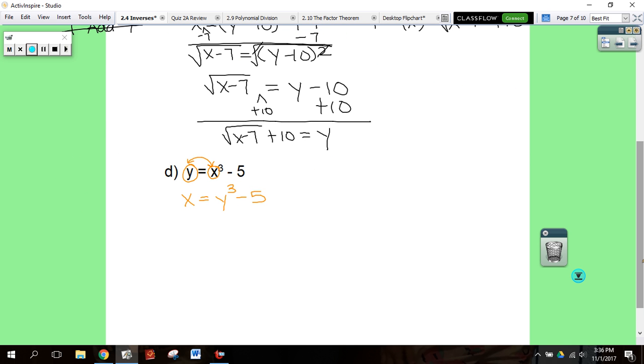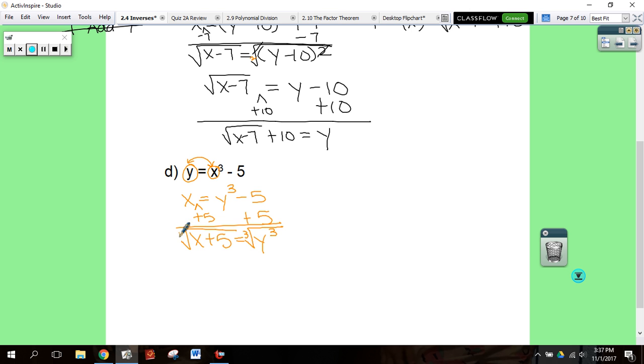Okay, so my first step would be to undo the minus 5 here. So I would add 5 to both sides. So x plus 5 is equal to y cubed. And if you think back to what we were doing up here, if it was to the second power, we took the square root, which is basically the second root. So anytime that we want to undo a power, we have to do the nth root. So whichever exponent is here, the root has to match that. So this would be the cube root.